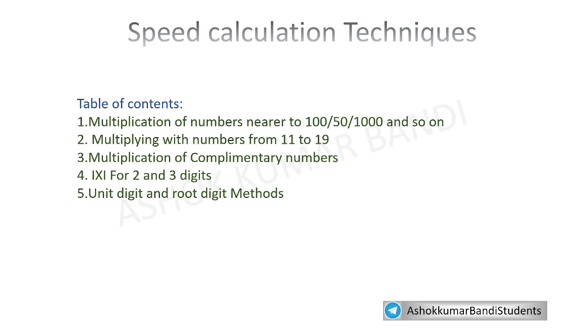In order to learn those multiplications, we are going to majorly focus on these five techniques. First, how to multiply numbers nearer to 100, 50, 1000, 150, 300. All of them are similar to each other. Second one is how to multiply two numbers with one of the numbers being between 11 and 19. Third one is multiplying two complementary numbers. Fourth one is multiplying two-digit or three-digit numbers that don't belong to any of the above categories. And the last one is the unit digit method and root digit method. Okay, let's get started.